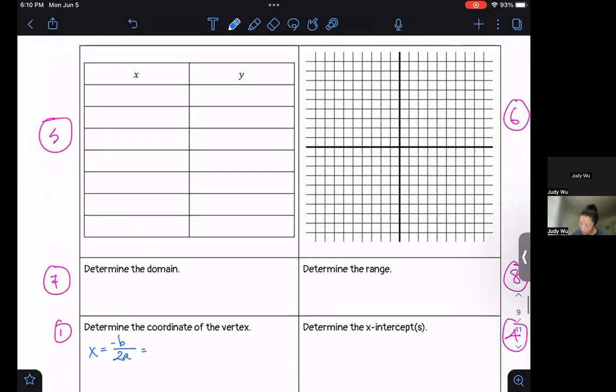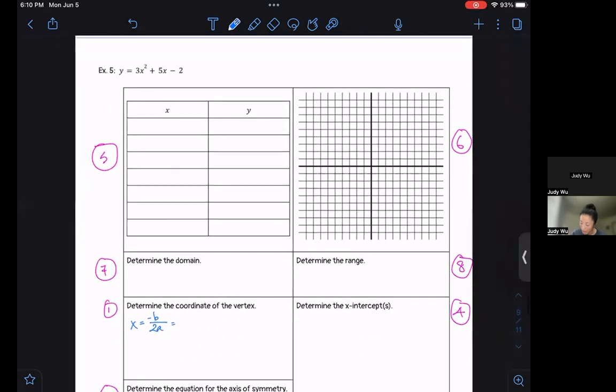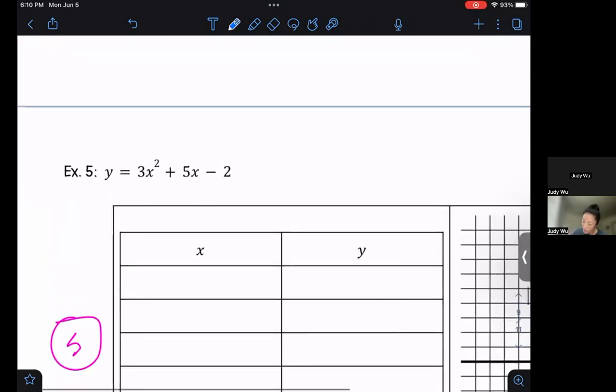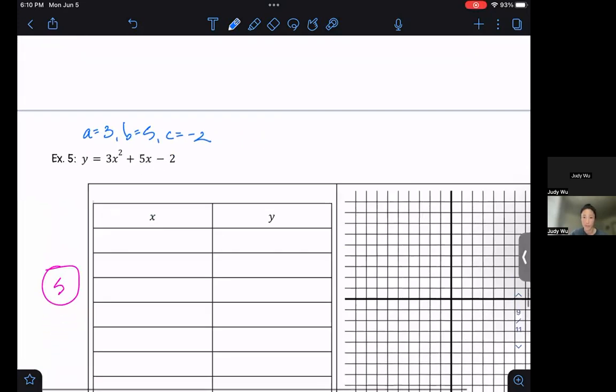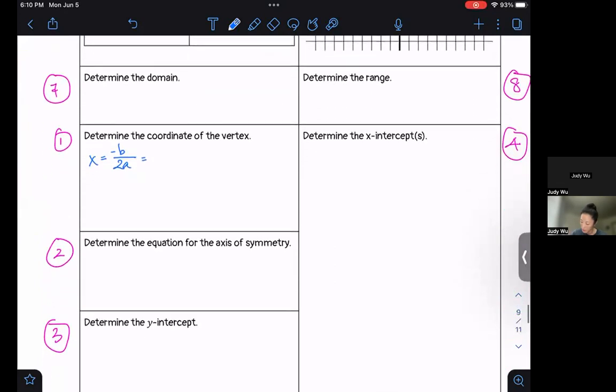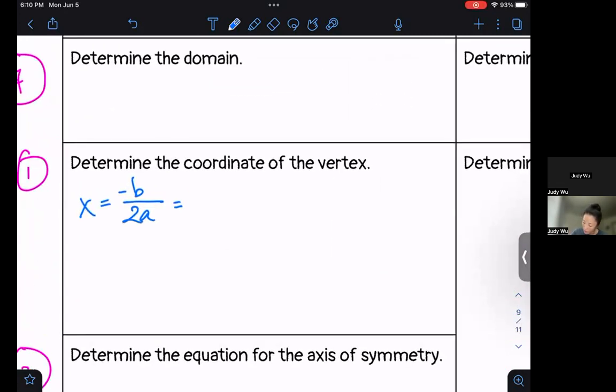Zooming back up, that might even be worth writing out before you get too far. a is 3, b is 5, and c is negative 2, just so we have those numbers. So our b is 5, so negative 5 over 2 times 3, and we can see that this is negative 5/6. We got a fraction here, kind of gross.